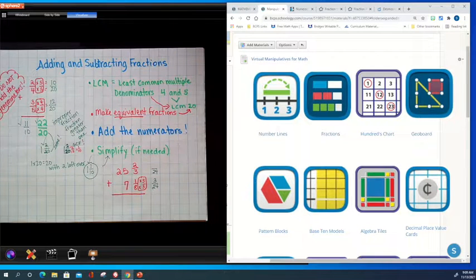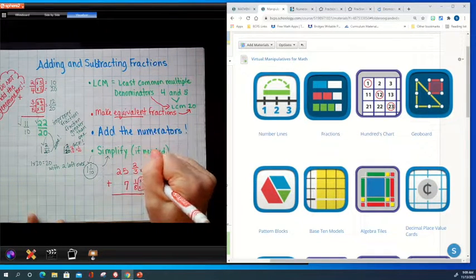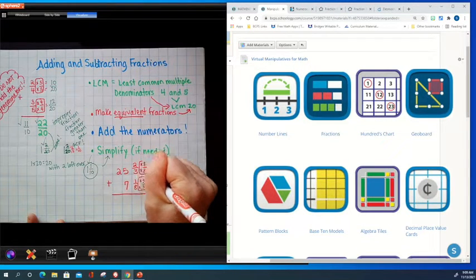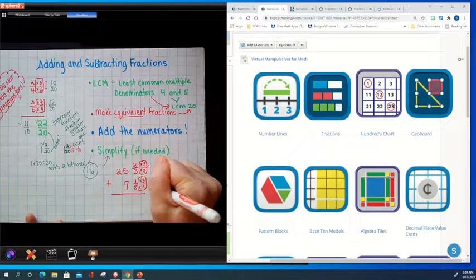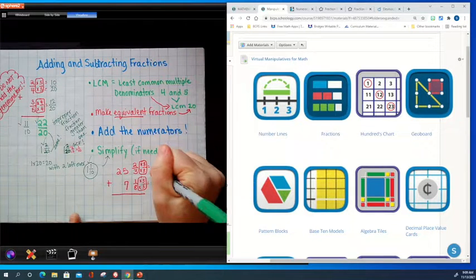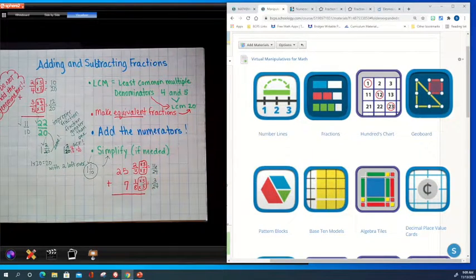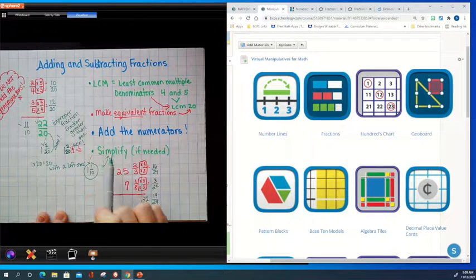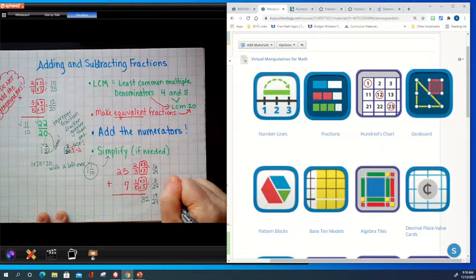Do the same thing up top here. 3 times 8 is 24. I have to do the same thing to the numerator and the denominator, and that would equal 16 24ths. All right, so we're almost finished. Last step is now add the numerators. 16 plus 3, that would be 19 over 24. 25 plus 7, that would be 32. Last step, simplify if needed. Well, I'm looking at this fraction. This is a prime number.